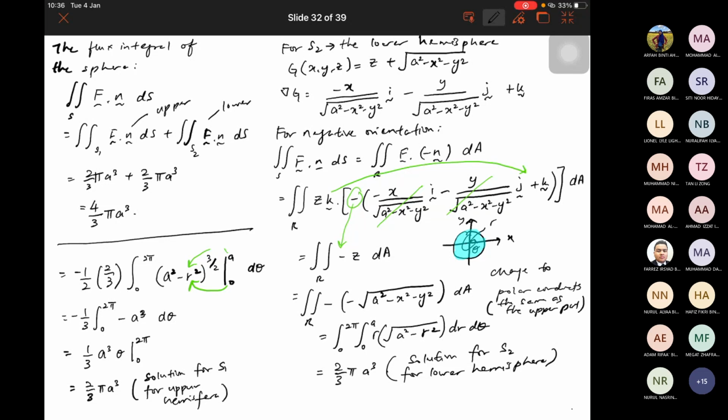Ni dah ke belum? Surface integral tak silap saya soalan nombor 3 ke soalan nombor 4. Nanti saya bagi apa nama dia? Tips for the final exam. What is covered and what is not covered in the final exam.